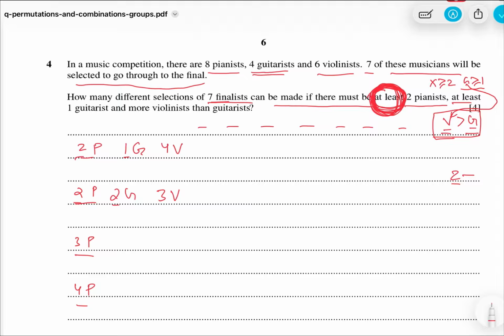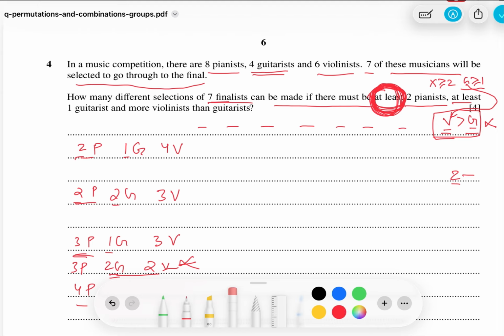Is it satisfied or not? Very good. Again, three pianists, one guitarist. How many will remain? 3 plus 1 is 4, so 3 violinists. Very good. Can I write like this? 3 pianists, 2 guitarists. Then only 2 violinists will be there, and this situation will not be satisfied. So I have to exclude this one. I'm erasing this one now.